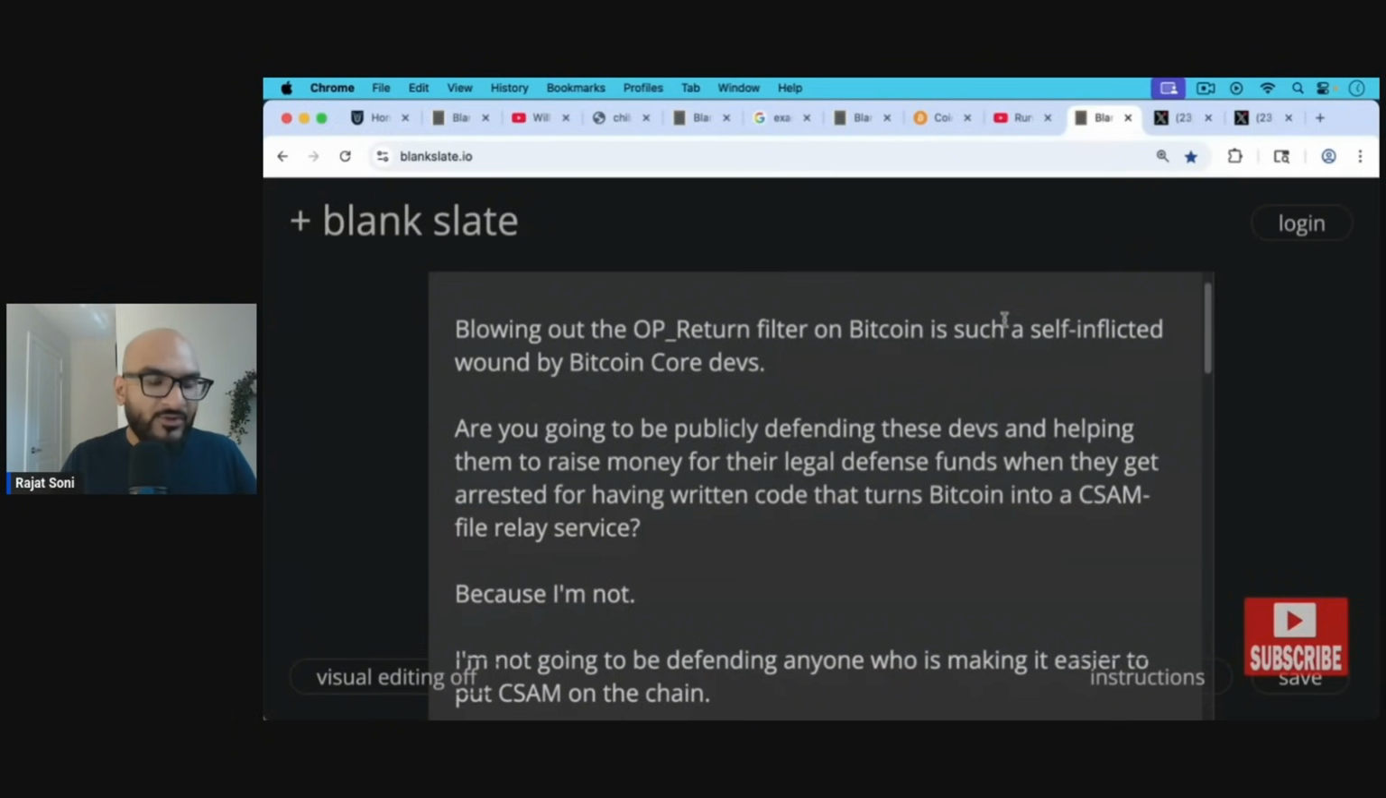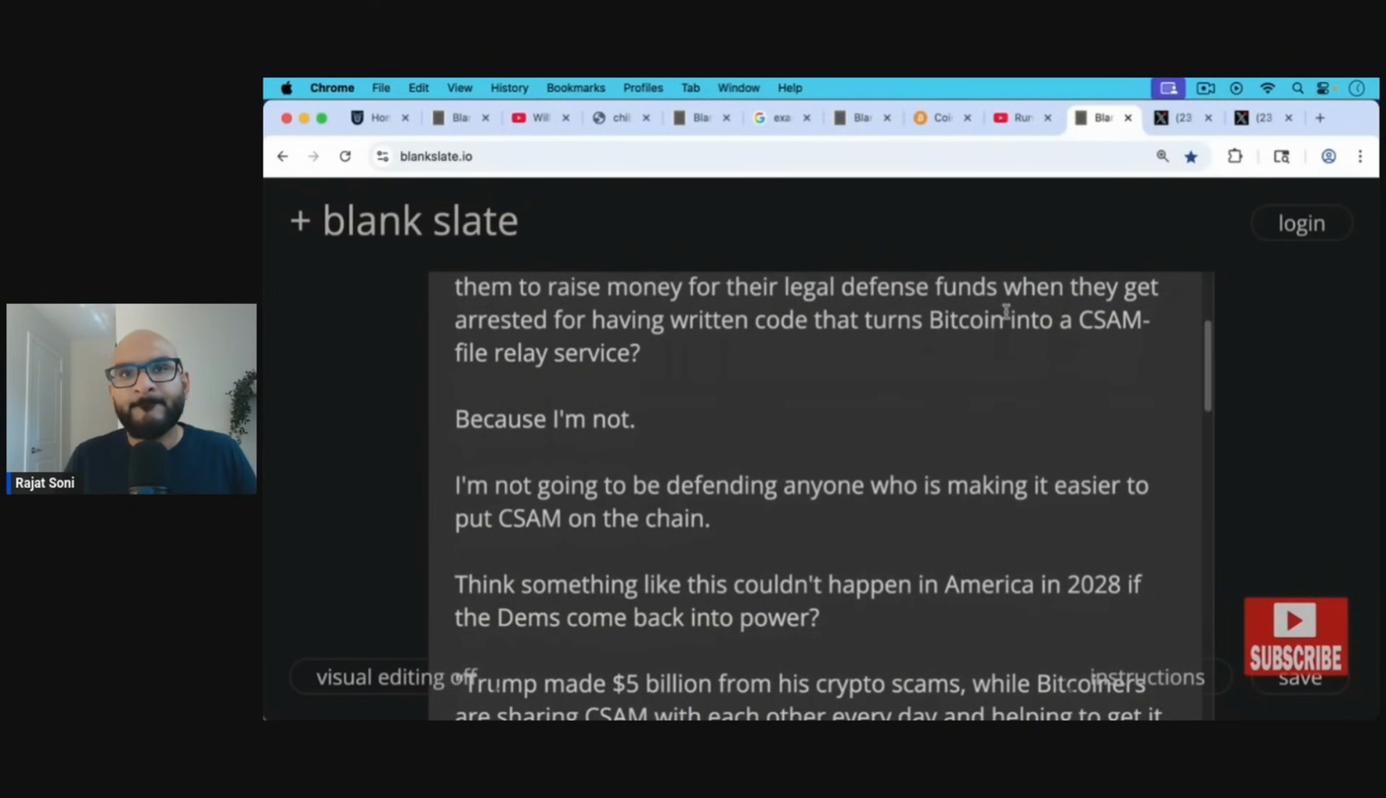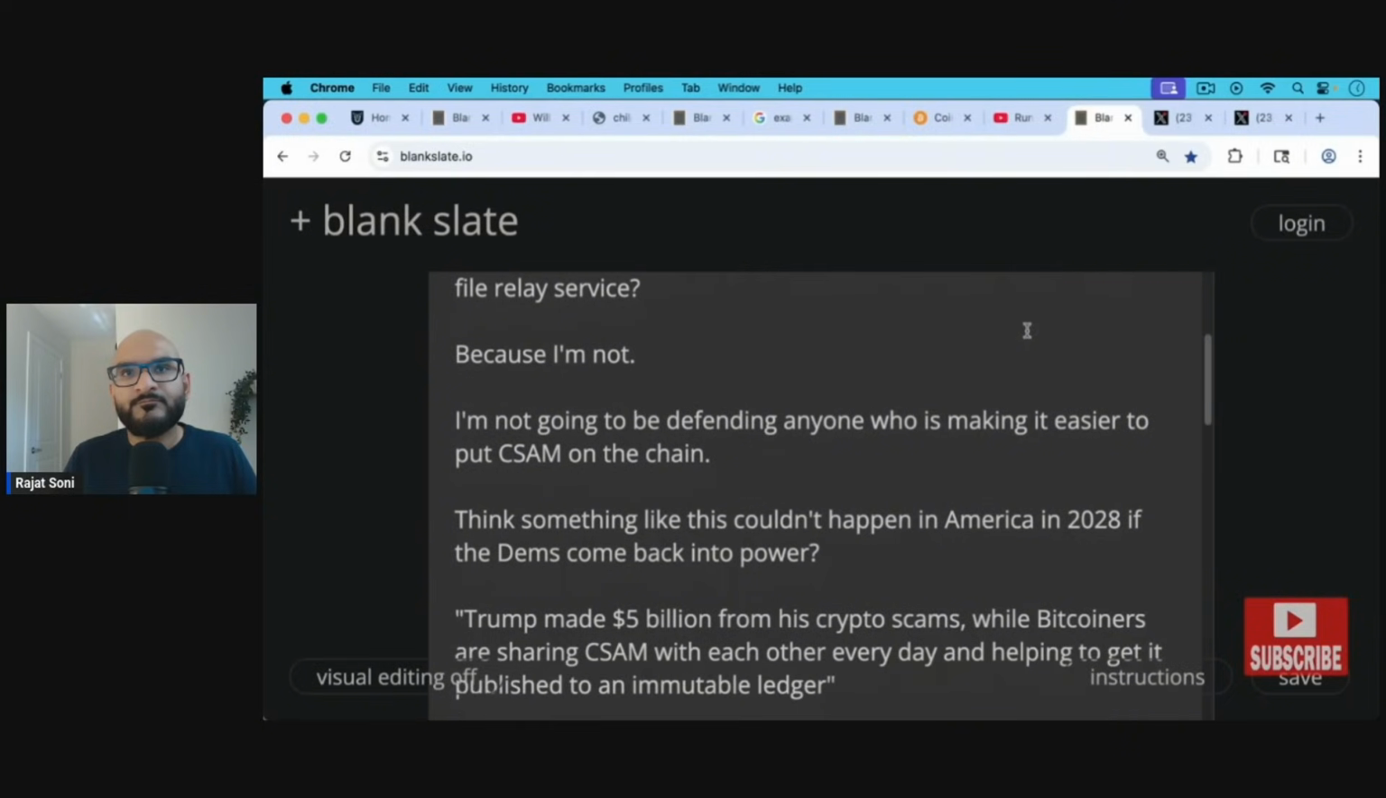But instead, Bitcoin Core seems to be opening this up to people who are completely going to just destroy the network. And they're going to make it so that Bitcoin is seen as this relay service that allows the worst people on earth to send and receive files using innocent people's computers. I'm not going to be doing that. I'm not going to be defending anyone who's making it easier to put CSAM on chain as Bitcoin Core is doing these days. I think something like this could happen in America in 2028 if the Dems come back into power.